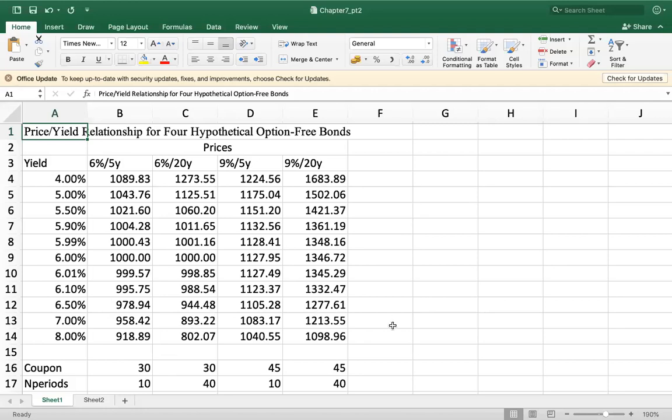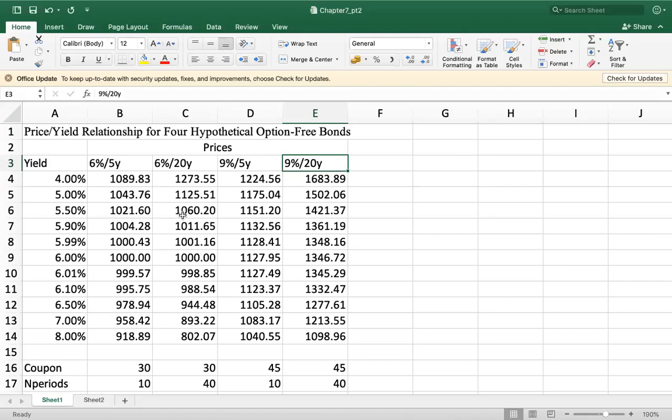So if you focus on this data here, this is the price-yield relationship for 4 hypothetical option-free bonds. I have calculated the prices of 4 bonds: a 6% 5-year bond, a 6% 20-year bond, a 9% 5-year bond, and a 9% 20-year bond. So I have bonds with the same coupon but different maturity, and bonds with the same maturity but different coupon rates, right?